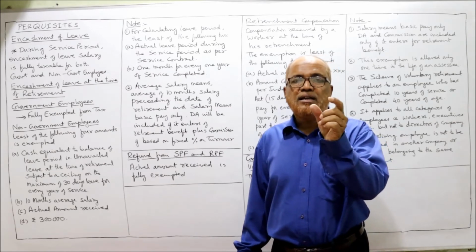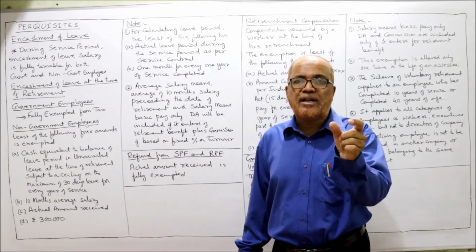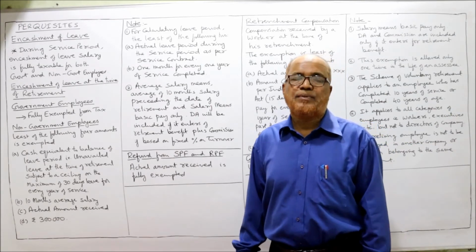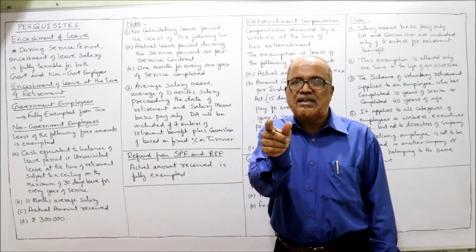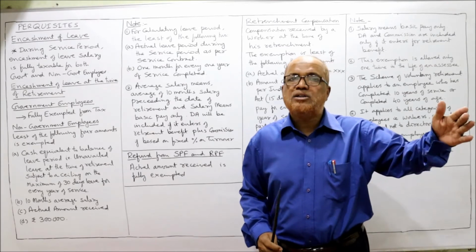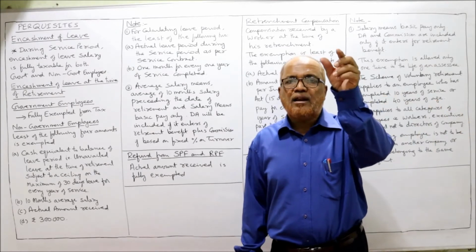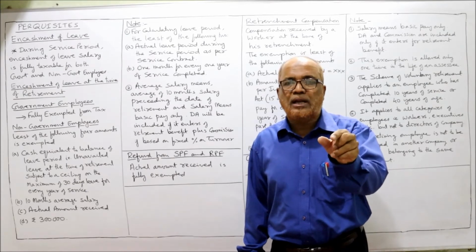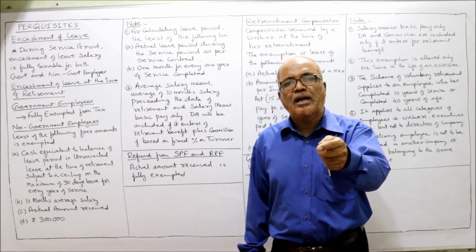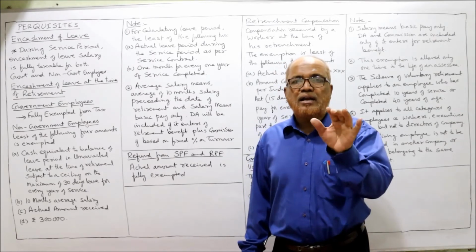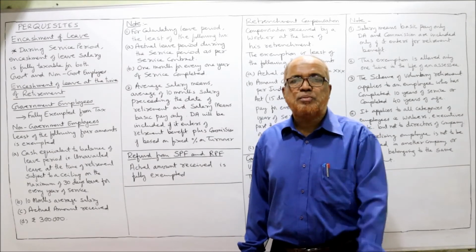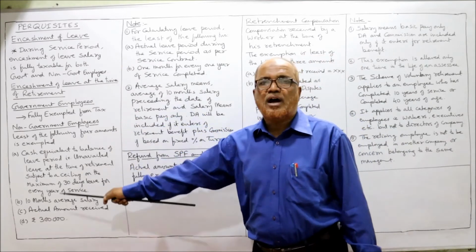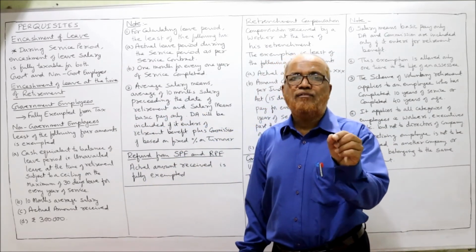Average means the 10 months average salary before the date of retirement. In whichever month he is retiring, before that month 12 months will be taken. We calculate the average of 12 months salary by taking basic pay only, and DA will be included if it enters for retirement benefit, and commission if it is based on a fixed percentage on turnover. That's all. So these are the provisions regarding encashment of leave.